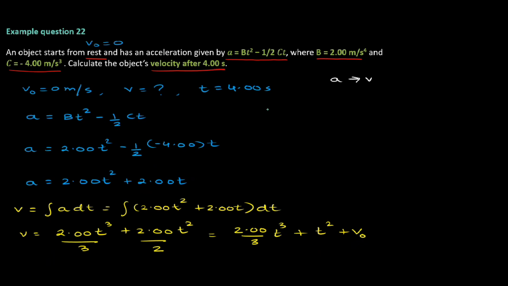Now we substitute the value of time t to calculate velocity after 4 seconds. So we substitute t as 4 in this function. We write v equals 2 by 3 times 4 cubed plus 4 squared plus v0, which is 0. Solve for v and you get velocity after 4 seconds to be 58.67 meter per second.